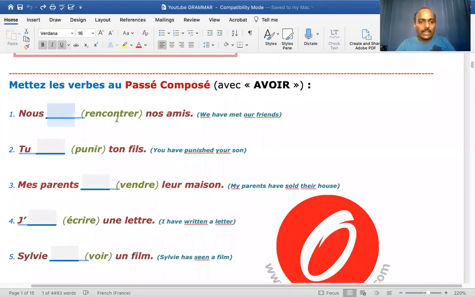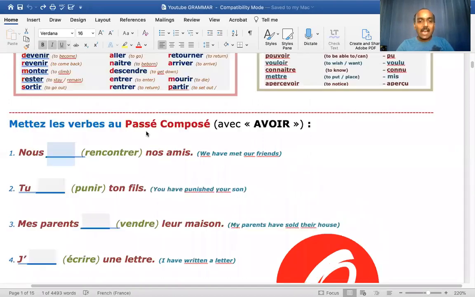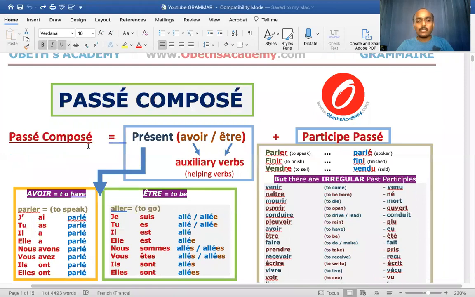Here we're going to conjugate these 5 verbs in passé composé: rencontrer, punir, vendre, écrire, voir. We're going to put these verbs in passé composé tense with avoir as the auxiliary verb. I hope you know what the rule for passé composé is.